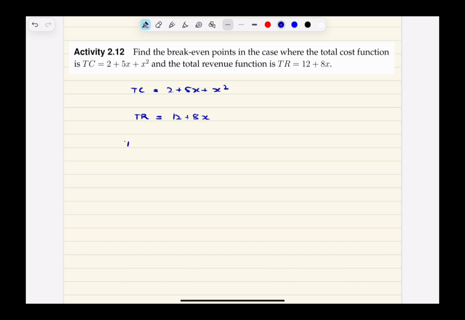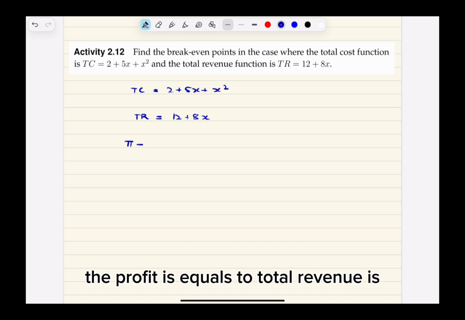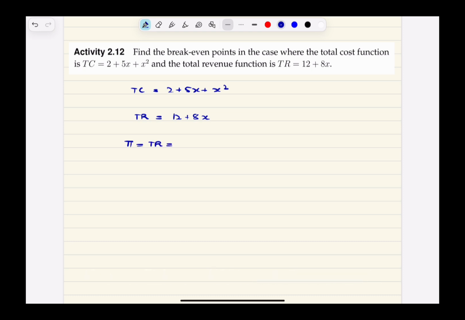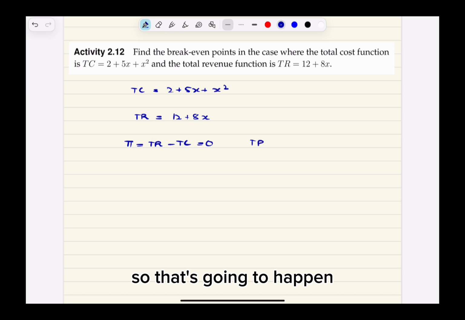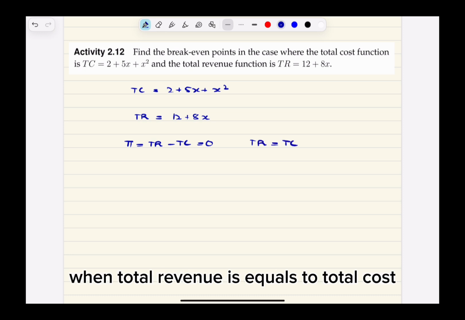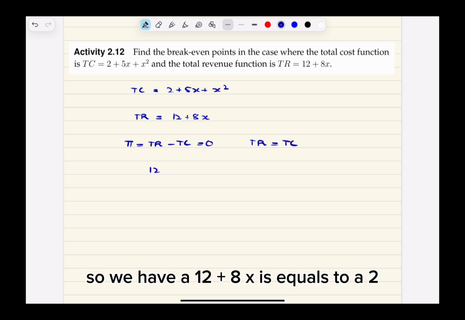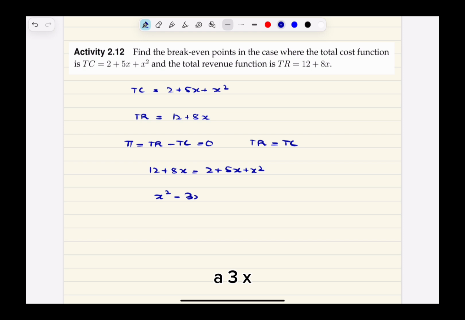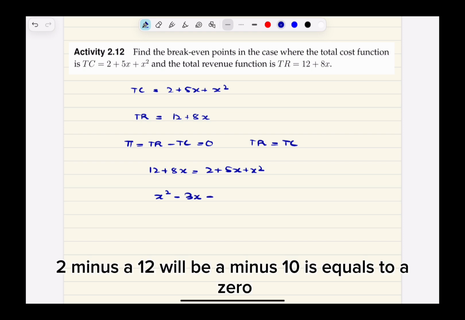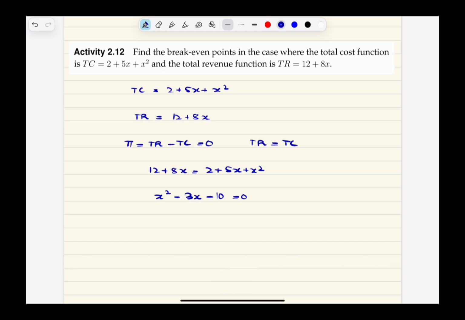Profit is equal to total revenue minus total cost, and you're breaking even when your profit is 0. So that's going to happen when total revenue is equal to total cost. So we have 12 + 8x = 2 + 5x + x². So we have x² - 3x - 10 = 0, since 5x minus 8x gives -3x, and 2 minus 12 is -10.